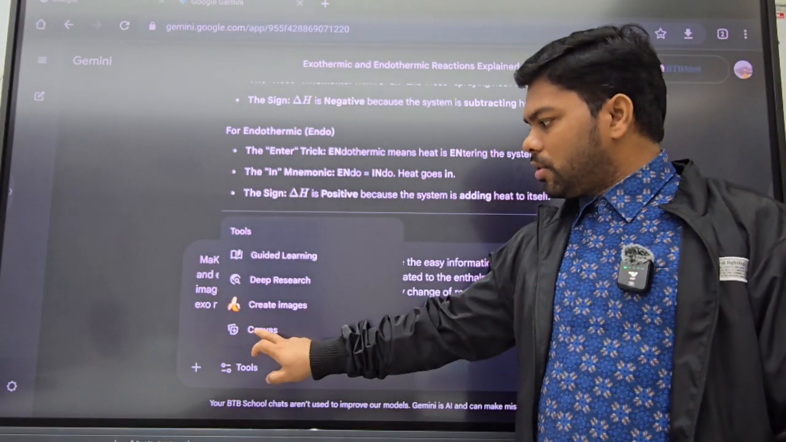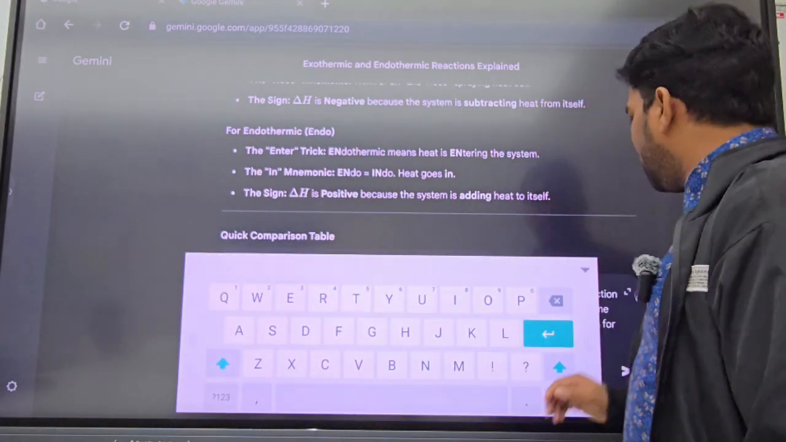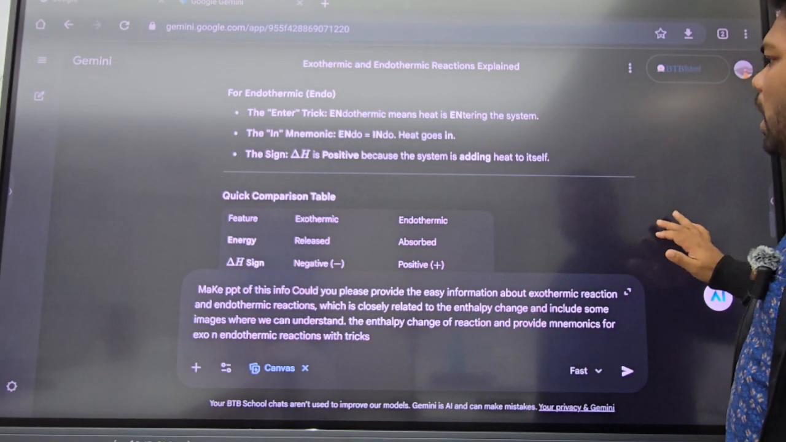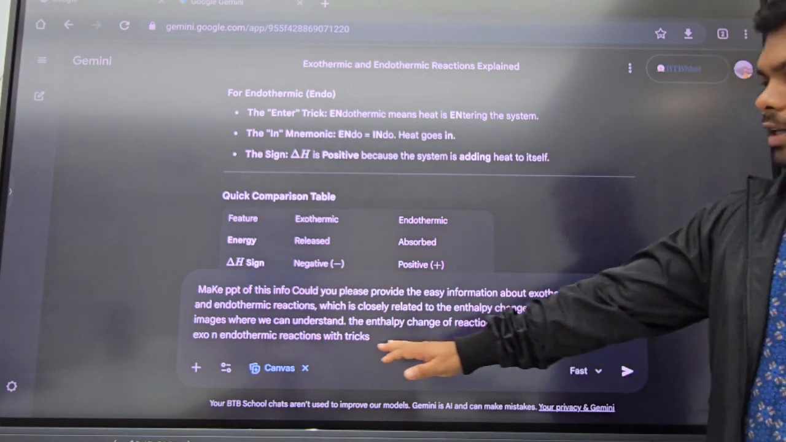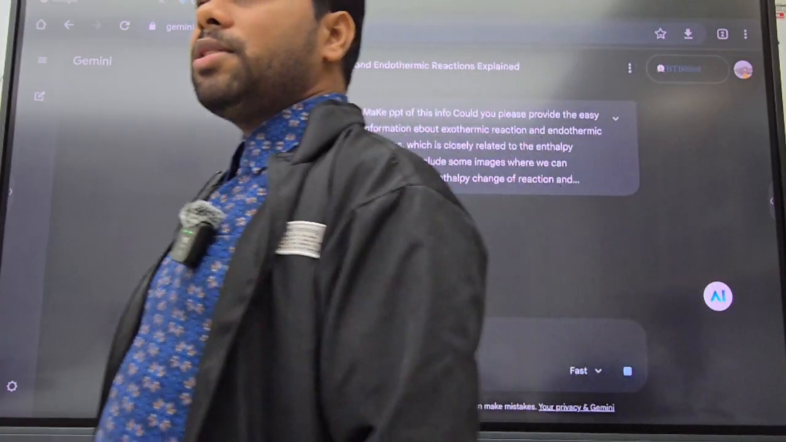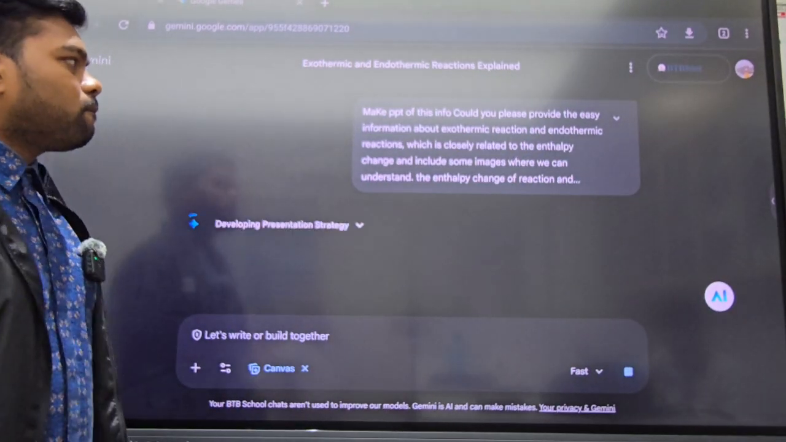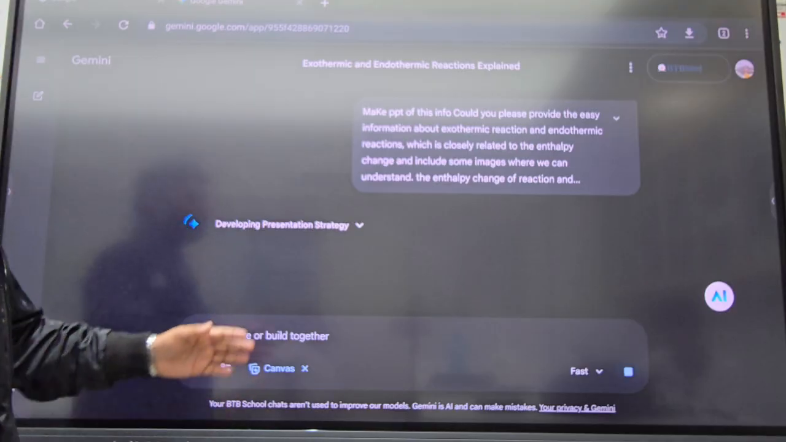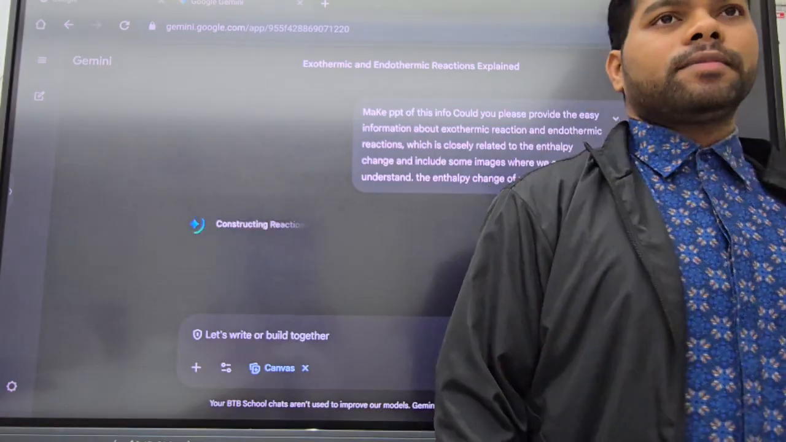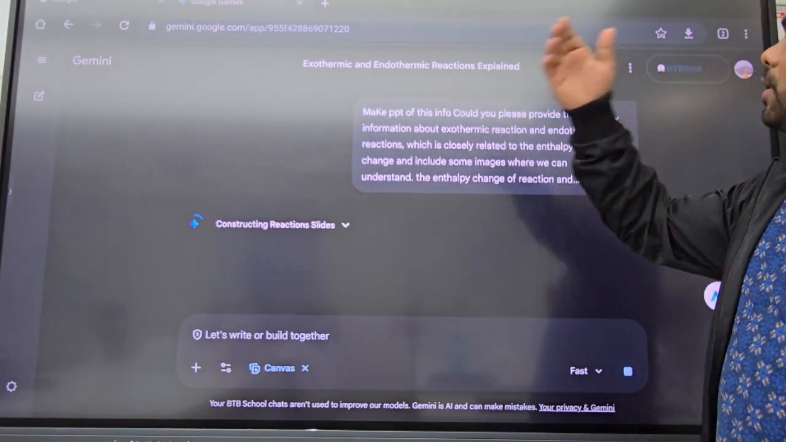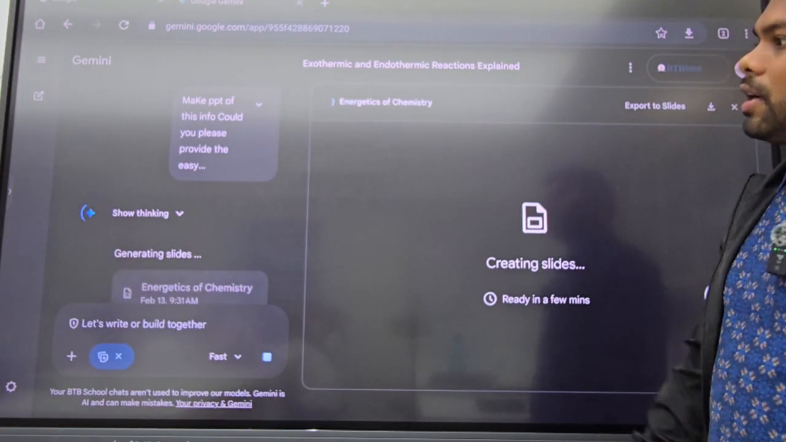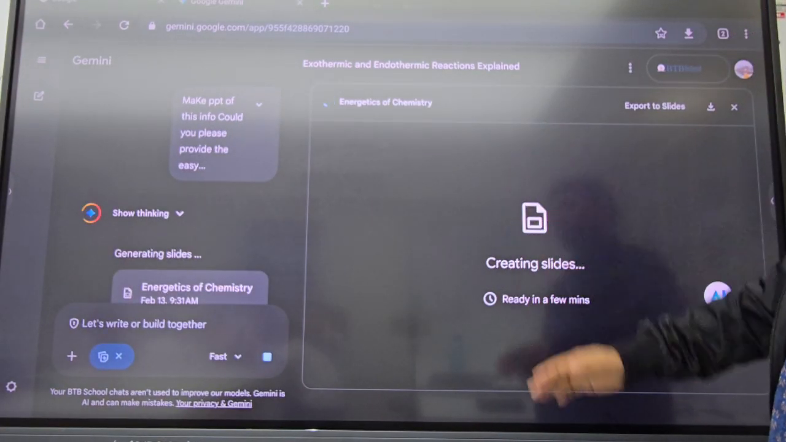So I just need to select canvas so that I can prepare a PowerPoint presentation. Later also you will be presenting, right? So during that time it will be helpful for you. Okay, I selected canvas, I search it, and it will make the PowerPoint presentation based on the topic. Okay, now the PowerPoint is getting made from the AI. You can see here this PowerPoint I wanted to create. Can you see now? And instantly it is being created.